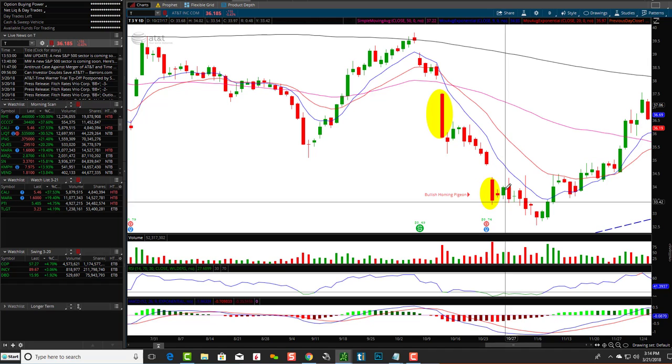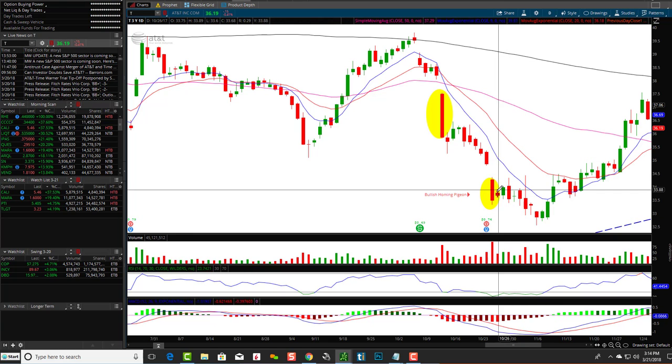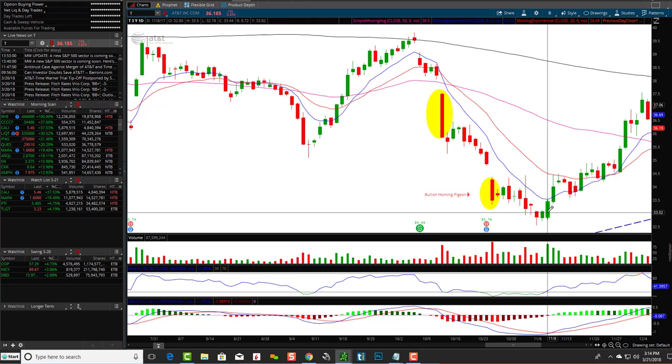Just goes to show you, it doesn't always mean price is going to go back up. It's aware of those moving average lines. And just because something's oversold doesn't mean it's going to go up right away. You can see it took a little while for it to reverse and go back up.